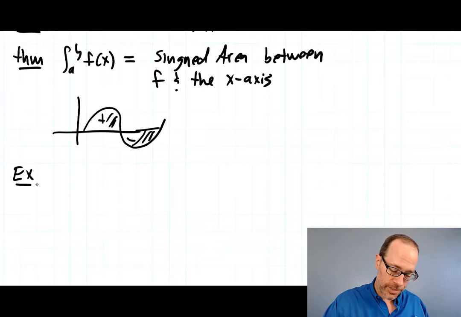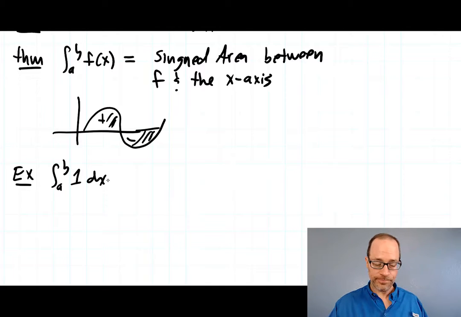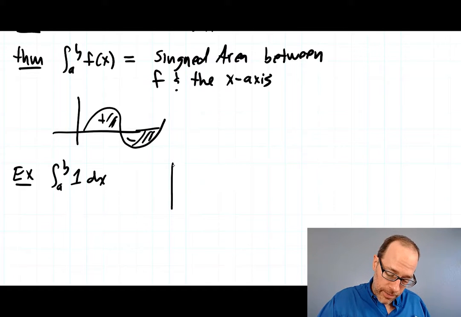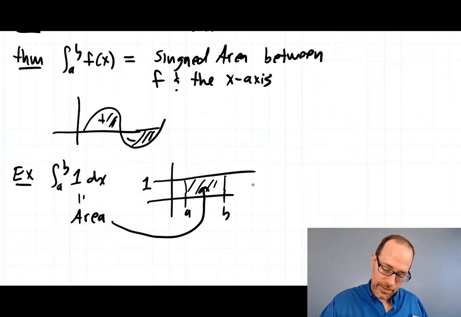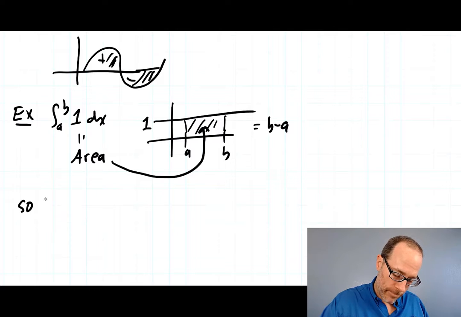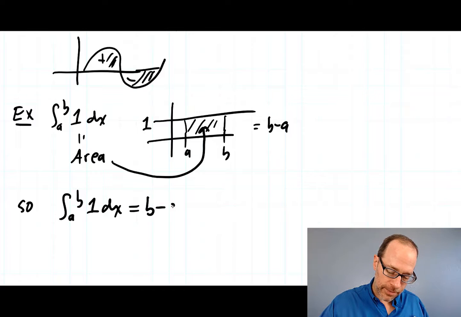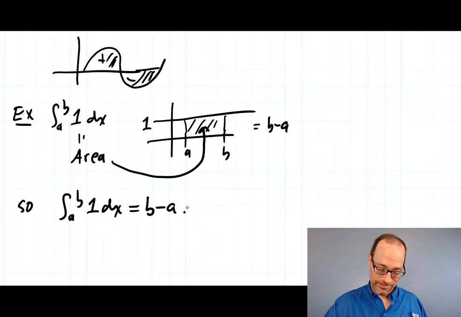So here's the first example. How do you integrate the function 1? Well, by the area thing, you should go from a to b. You should graph the function, which looks like that. And then you should calculate this area here. Well, that's easy. The area of that is just b minus a. So from this, we get that the integral from a to b of 1 is just b minus a. All right. First integral done.